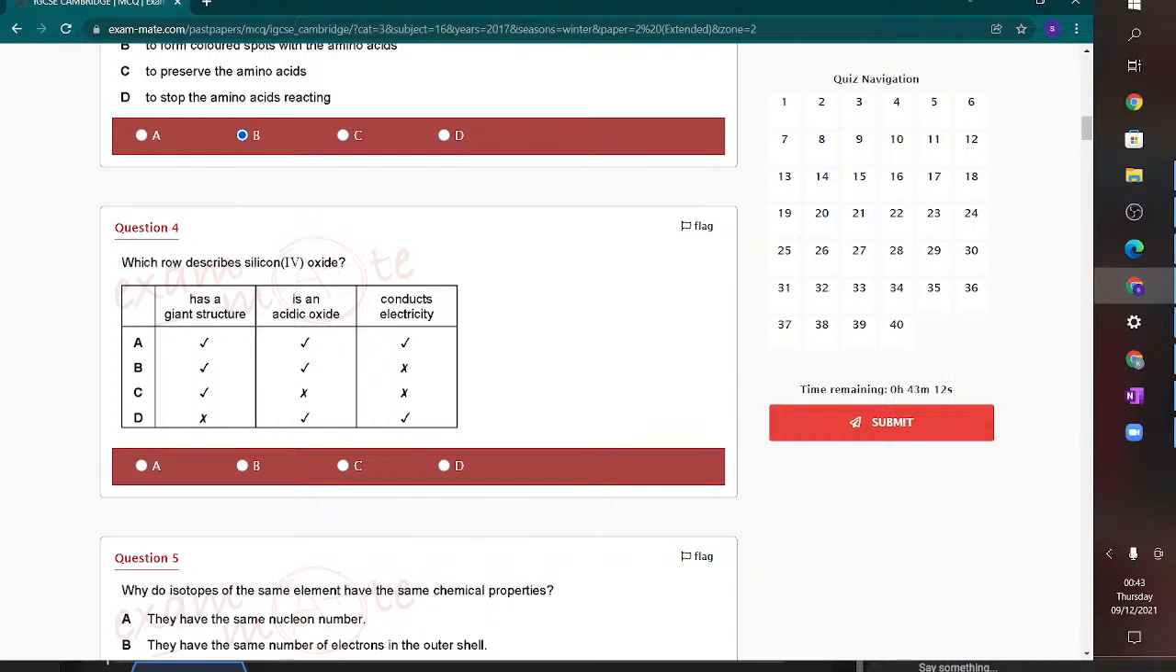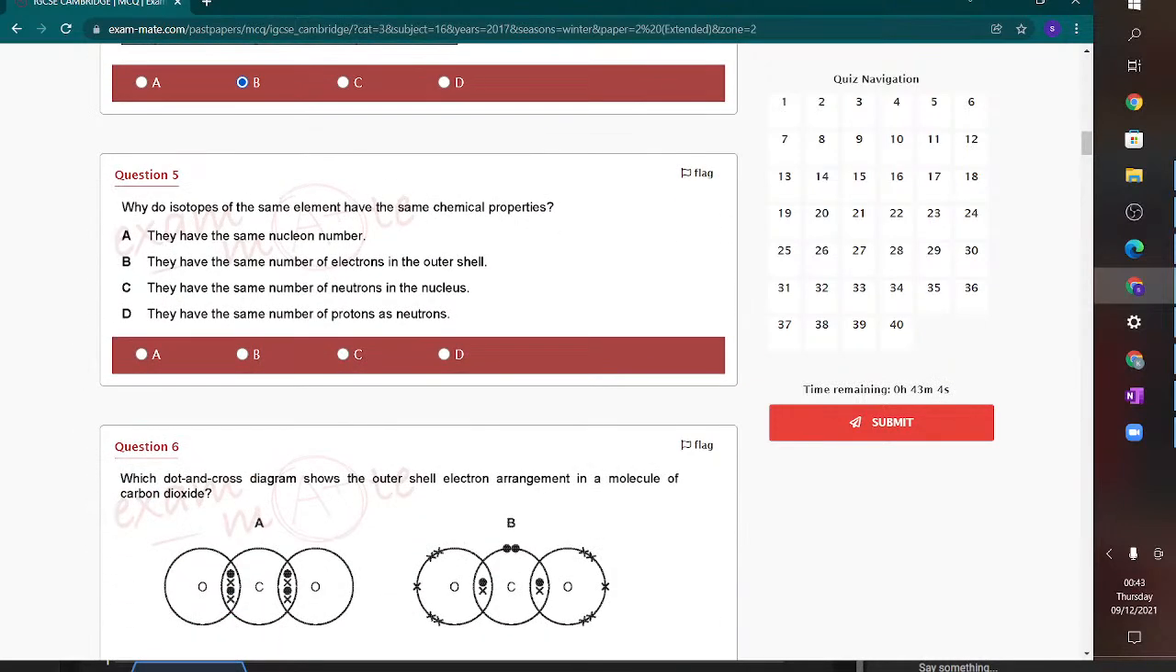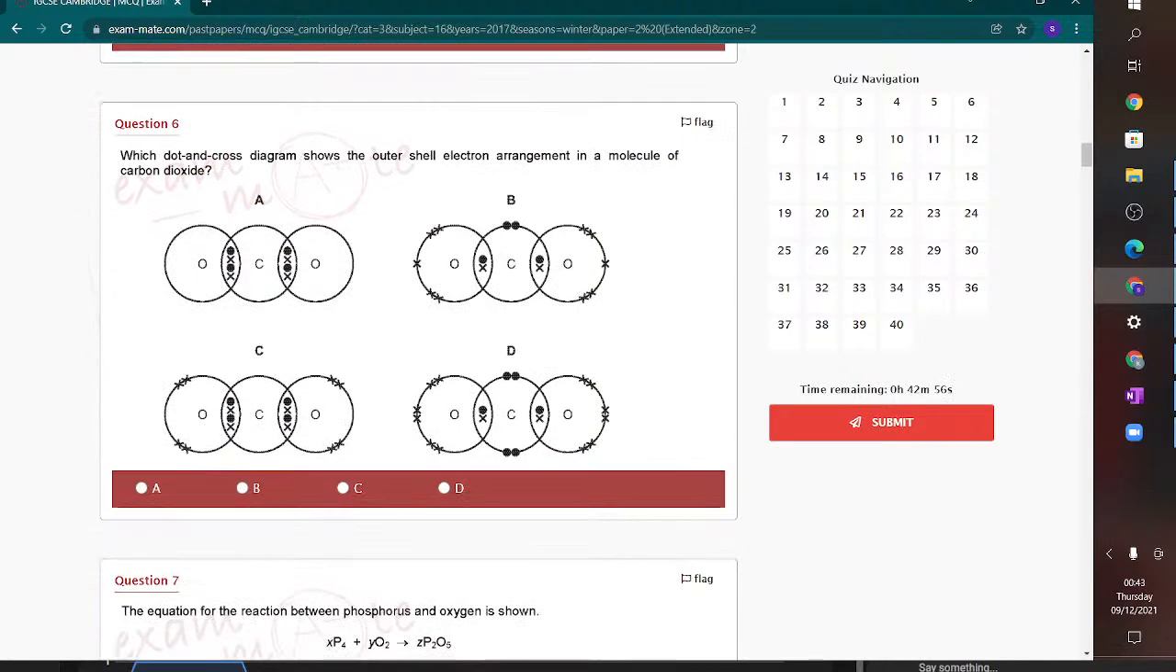And conducts electricity, that's not possible. The answer is B. It cannot conduct electricity because it does not contain any free ions or free electrons that can move around. Why do isotopes of the same element have the same chemical properties? Well, as we discussed, it has the same electronic configuration.